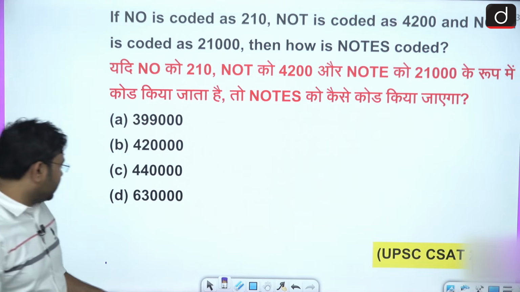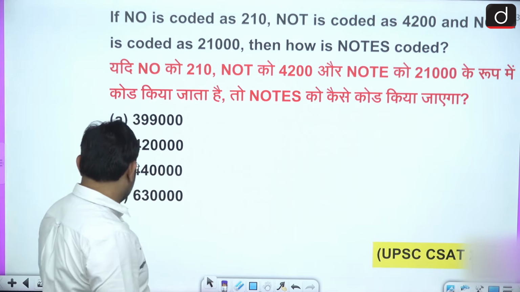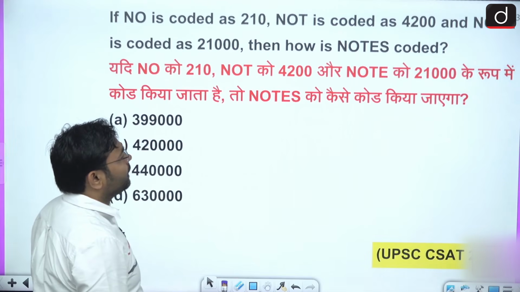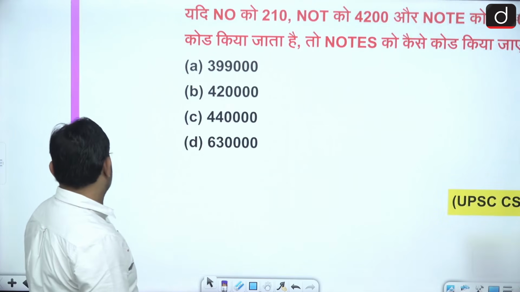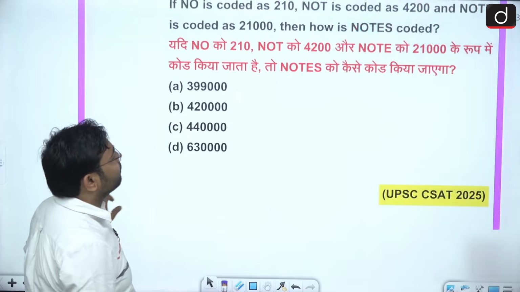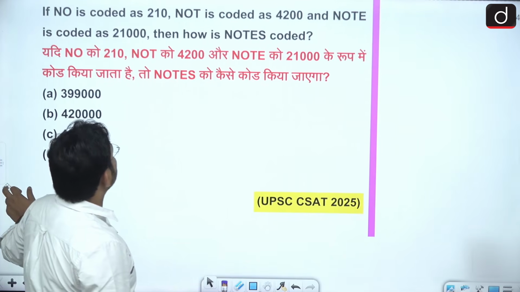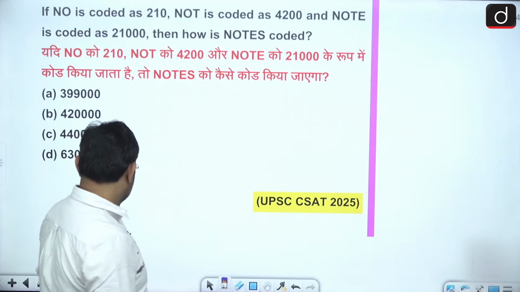This is from 2025. In the 2025 examination, there are 5 questions from this, only from the coding and decoding part. So just try to focus here.